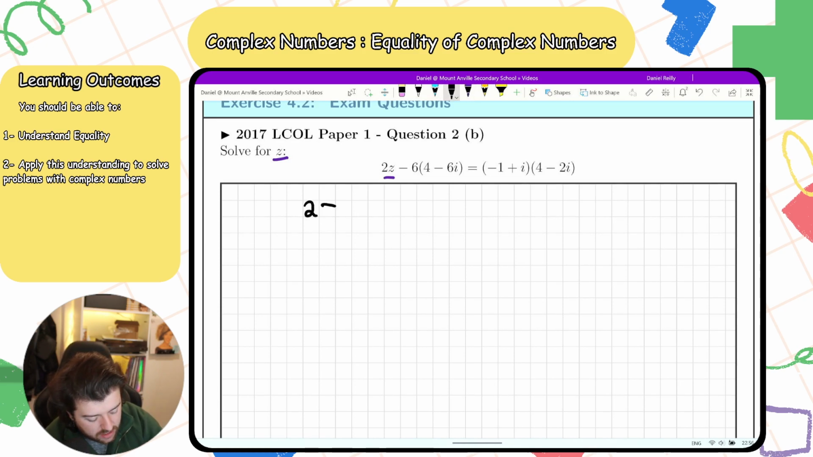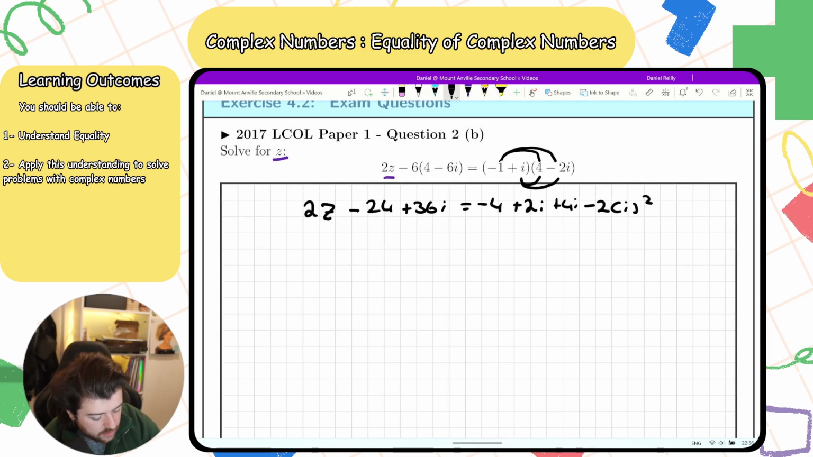So I'm going to have 2z minus 6 times 4 is 24. Minus 6 times minus 6i is plus 36i. Is going to be equal to minus 1 times 4 is minus 4. Minus 1 times minus 2i is plus 2i. i times 4 is 4i. i times minus 2i is minus 2i squared.